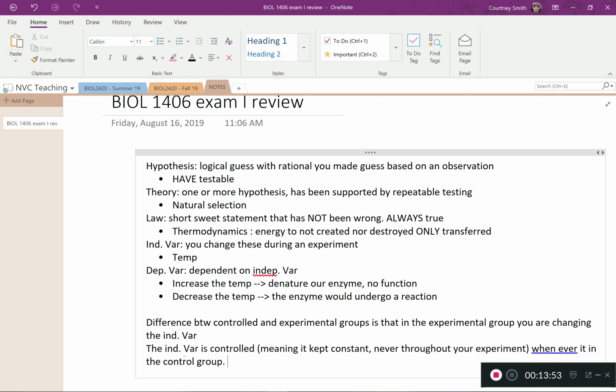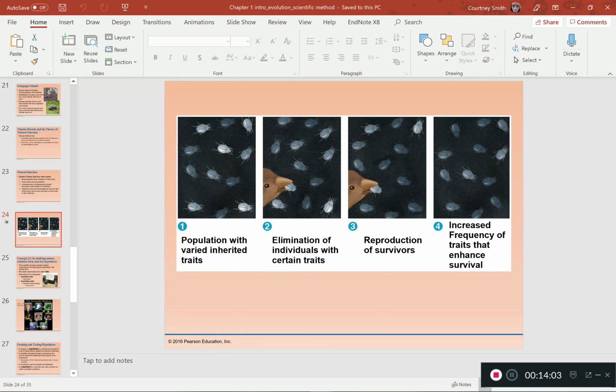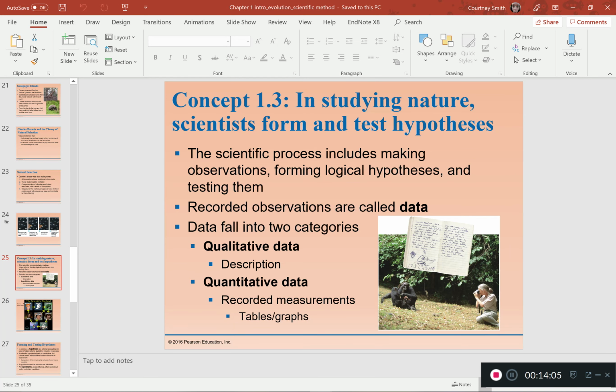Okay, so next, the difference between quantitative and qualitative. So let's go to our PowerPoint, where you can find that. The two different types of data are quantitative and qualitative. So remember that L in qualitative means how does it look? And then quantitative, remember that N means that you have a lot of numbers. That means that you record actual number data, and a lot of times you report that in a table or a graph of some sort.